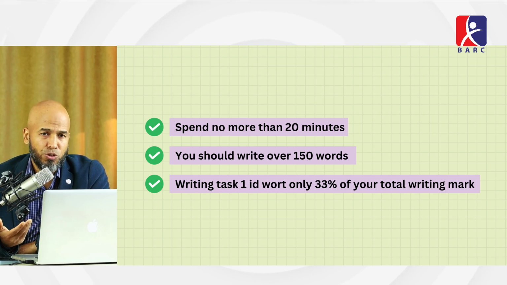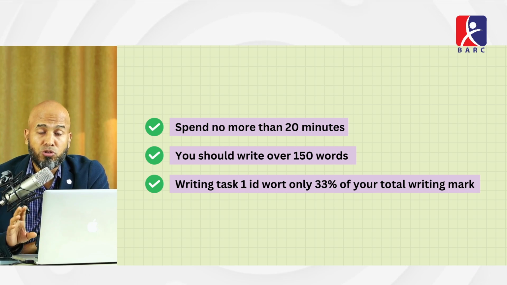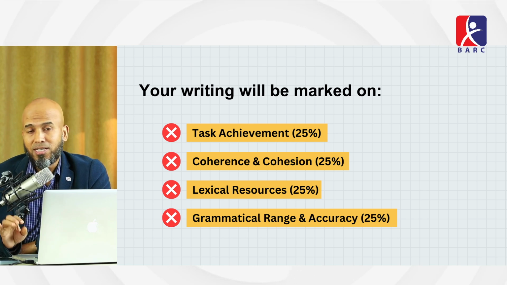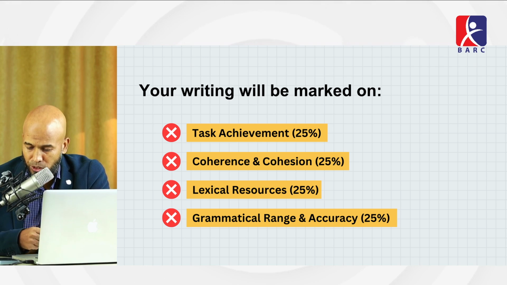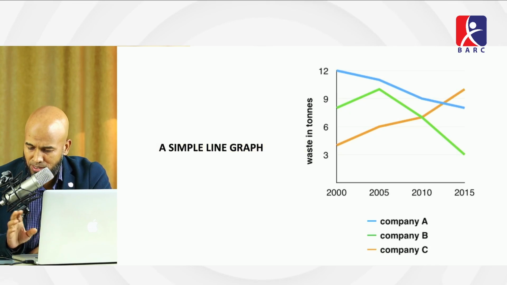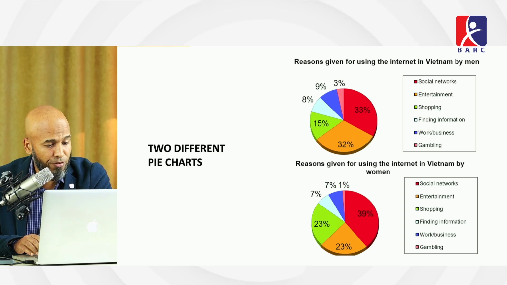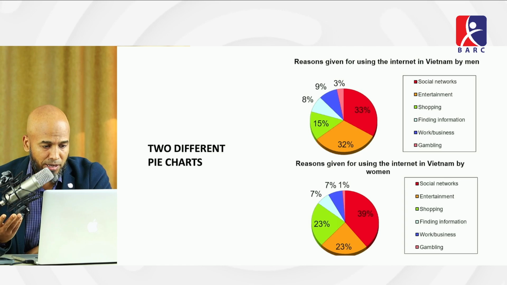Writing Task 1 is actually worth only about 33% of your total writing mark, and your writing will be marked on task achievement, coherence and cohesion, lexical resources, and grammatical range and accuracy. So let's get introduced to all the different types of Writing Task 1. This is actually a simpler version of a line graph. This one is about 2 different pie charts. Again, you see comparisons between men and women.